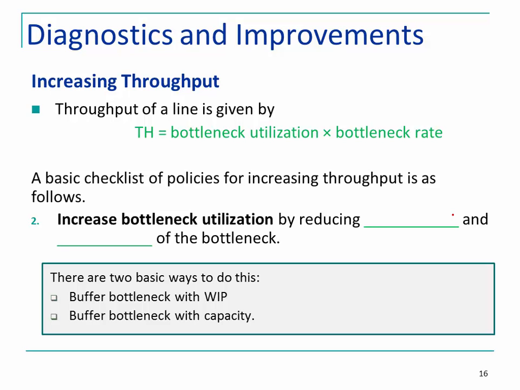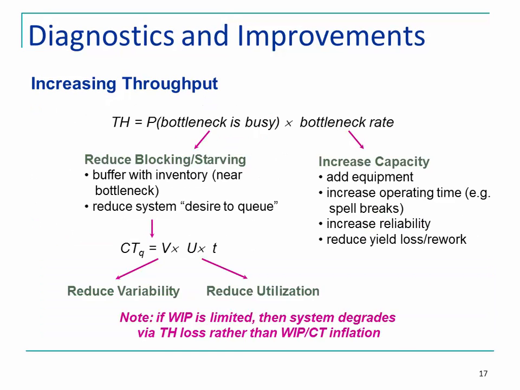Another thing that we can do is increase the bottleneck utilization by reducing the blocking and starving of the bottleneck. And there are two basic ways to do this: buffer the bottleneck with width, or buffer the bottleneck with extra capacity by adding more machines probably, or some operators. So this is basically the idea.